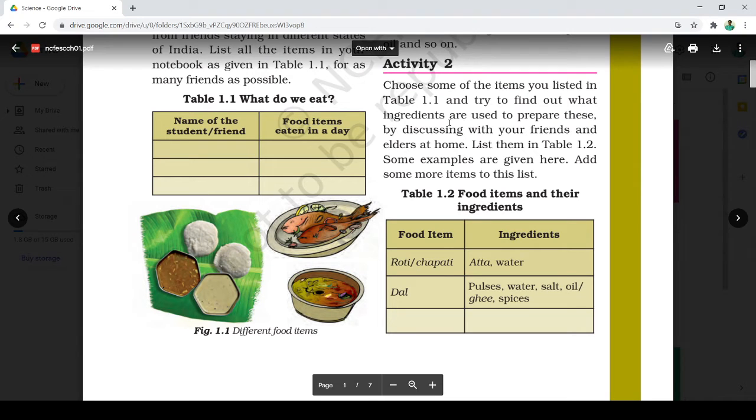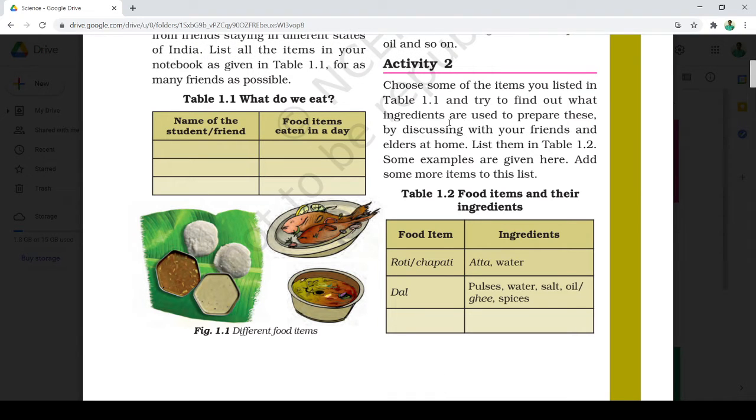So we have another activity out here. Choose some of the items you listed in table 1.1 and try to find out what ingredients are used to prepare these by discussing with your friends and elders at home. List them in table 1.2. Some examples are given here. Add some more items to this list.